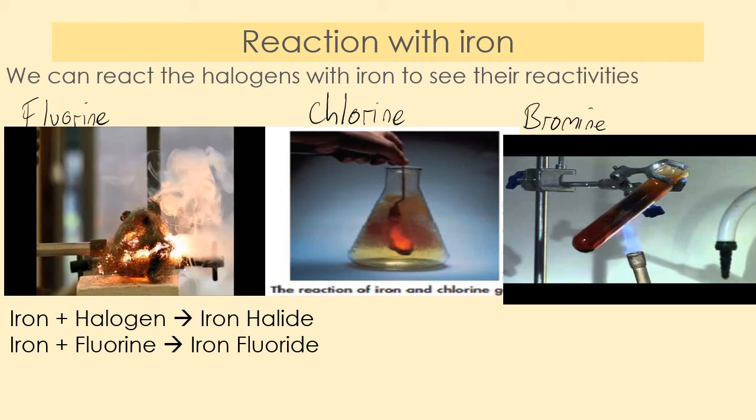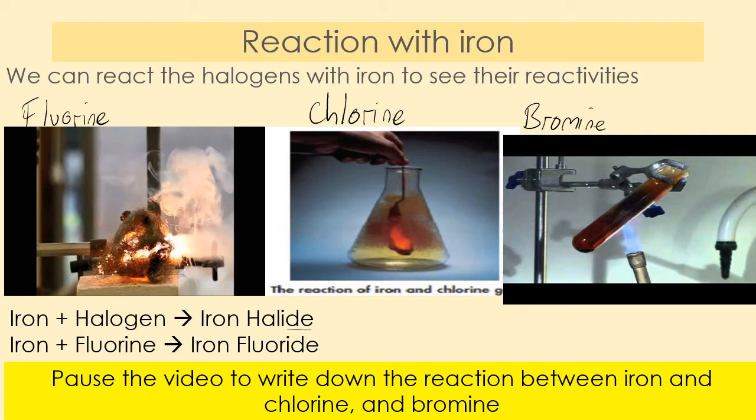Now we can write equations for these. So our generic equation is our iron, which is our metal element there, plus our halogen, our group 7, will make an iron halide. Notice at the end we've changed the "ine" to the "ide". So "ine" goes to "ide". So for fluorine, it's iron plus fluorine will make iron fluoride.